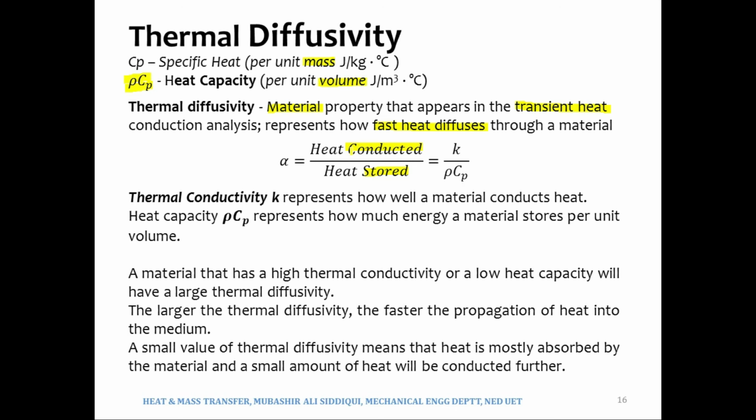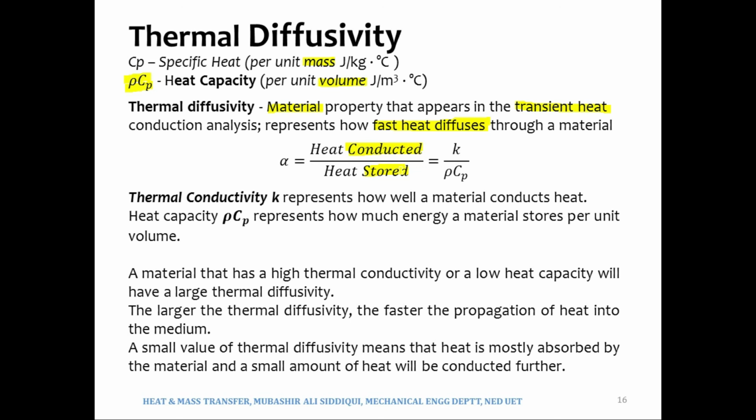Right? Now, alpha, which is the thermal diffusivity, tells us how fast the heat diffuses through the system, and it is the ratio of the energy conducted through the material to the energy stored. So whenever there is energy stored, we would be talking about transient heat transfer, right? Because the energy storage in positive or negative terms means energy coming in or energy going out. So energy storage would always result in a change in temperature at a particular location, which would make the system transient.